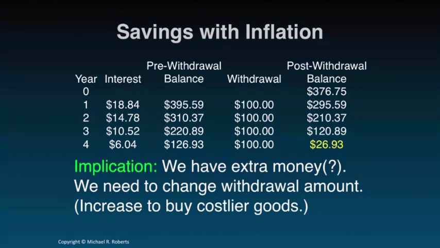So what we really want to do to address inflation is we want to increase how much we pull out every year. Right? I don't want to pull out just $100 each year because prices are going up. So that $100, say here in year 2, can't buy as much food or housing or clothes or whatever we need to buy. Right? So let's think about what kind of cash flow stream we might want to address inflation.